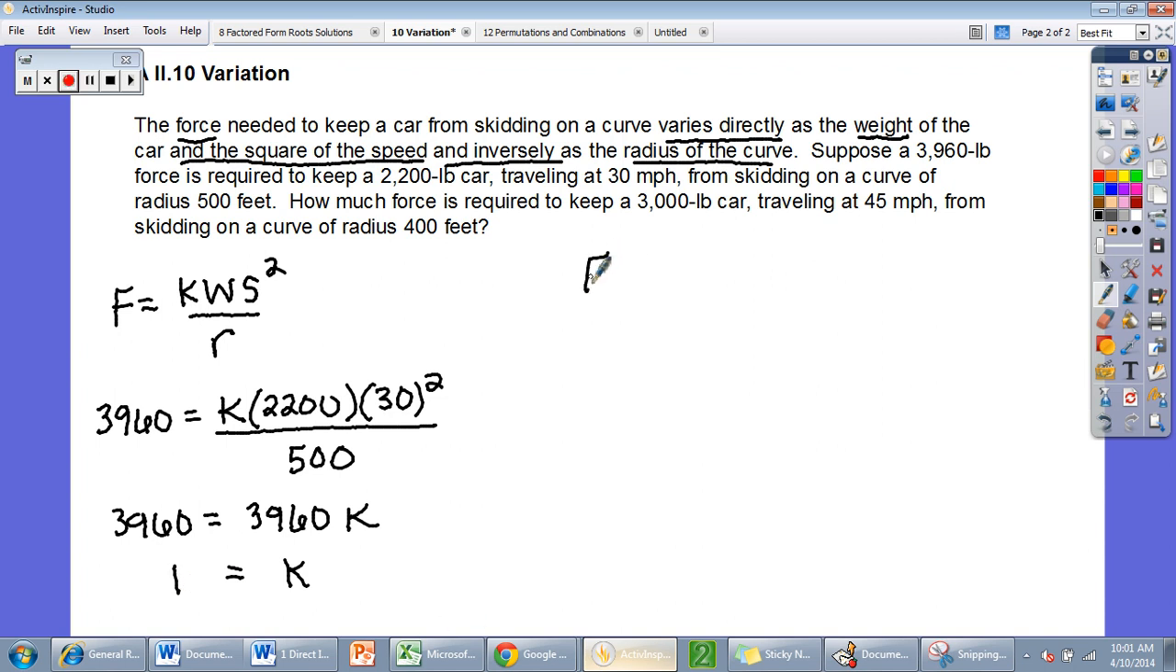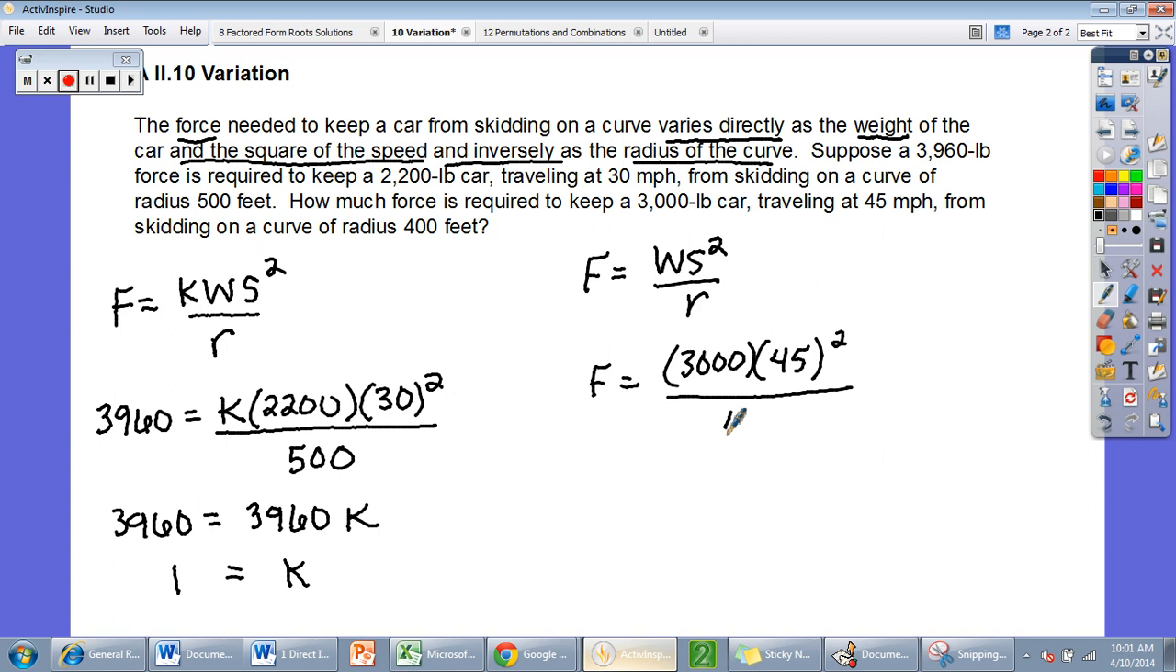So now I can use that equation. You can plug that K in, or it actually can just go ahead in this particular equation, just drop out. So this is my equation. I can use this to solve any type of question I want to with any numbers. So now this is where it comes down to answering the question. How much force is required to keep a 3,000 pound car traveling at 45 miles an hour from skidding on a curve of a radius of 400 feet?